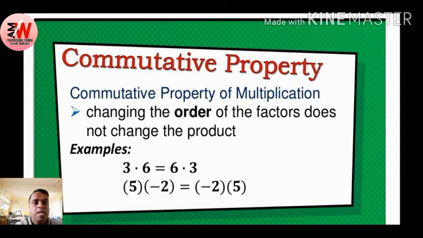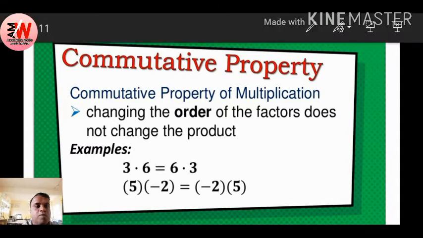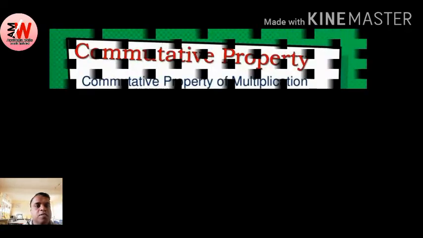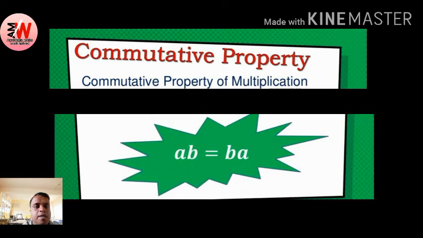Next we move to the commutative property for multiplication. Changing the order of the factors does not change the product. If you multiply and change the order, 3 into 6 equals 6 into 3; 3 sixes are 18, 6 threes are 18, the value is the same. Similarly, 5 into minus 2 is minus 10, equal to minus 2 into 5, that is minus 10. Changing the order does not change the answer; that is called the commutative property for multiplication. The formula for the commutative property for multiplication is ab equals ba.